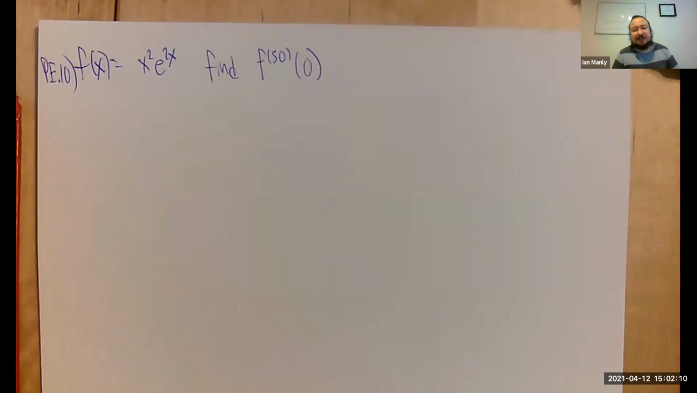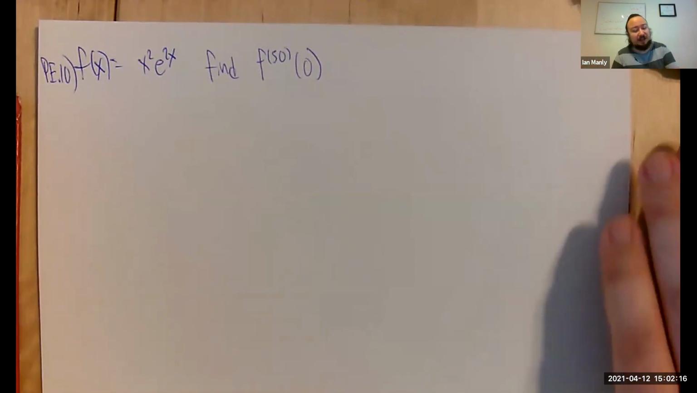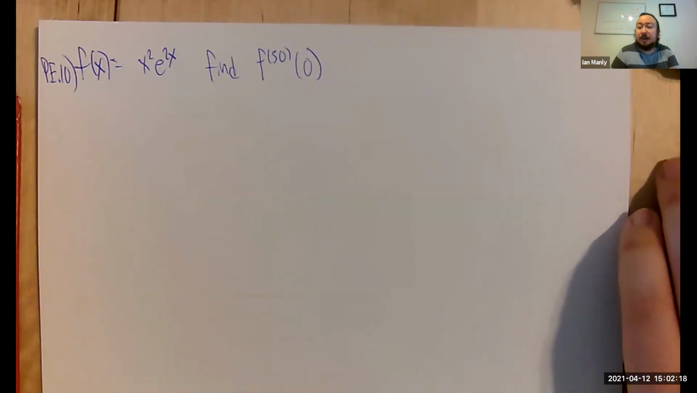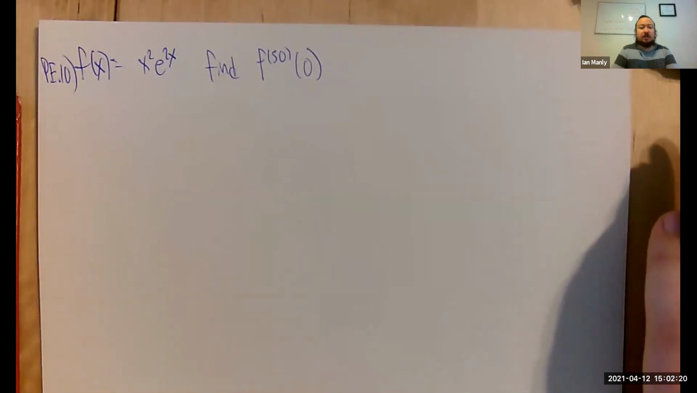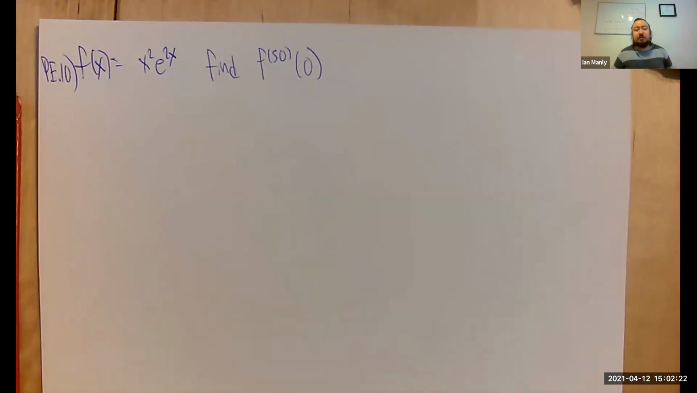Now, we don't want to manually do 50 derivatives, obviously. It's going to take forever. It's going to take your whole exam at least. So we've got to find a better way of doing it. The way we learned in class is to write a Maclaurin series for our function and then use the formula for Maclaurin or Taylor coefficients to figure out what the derivative is.